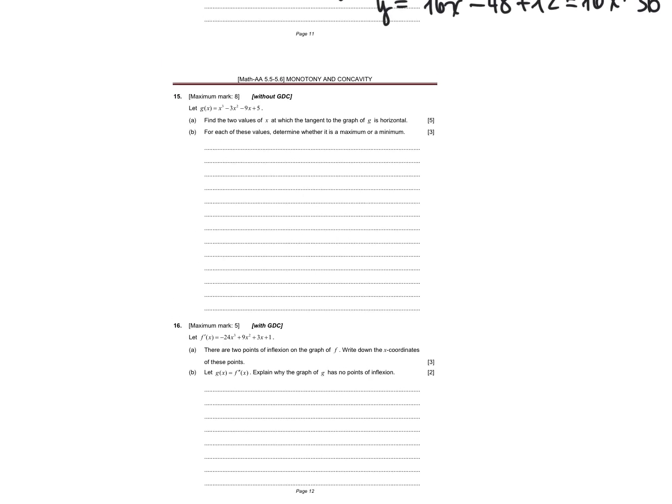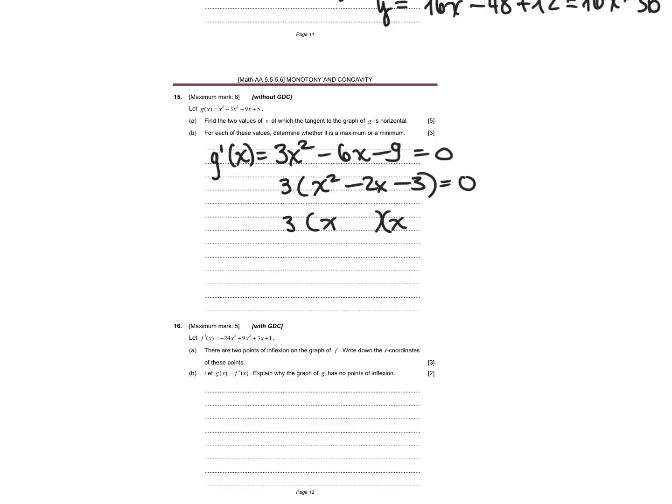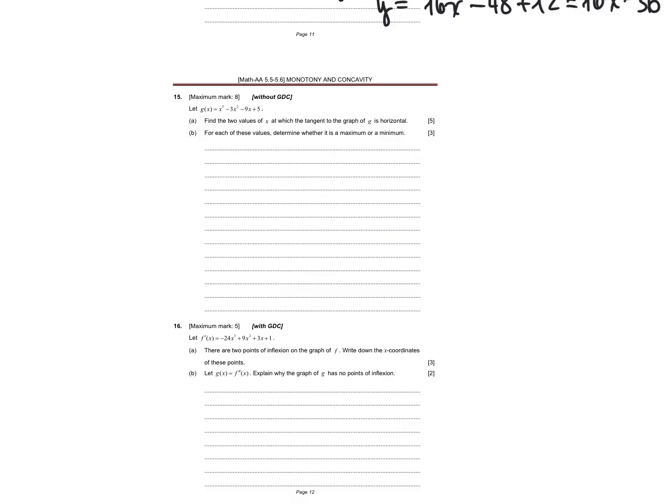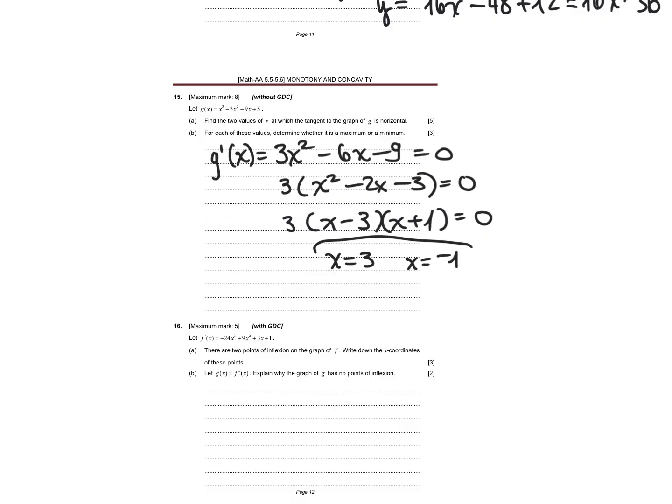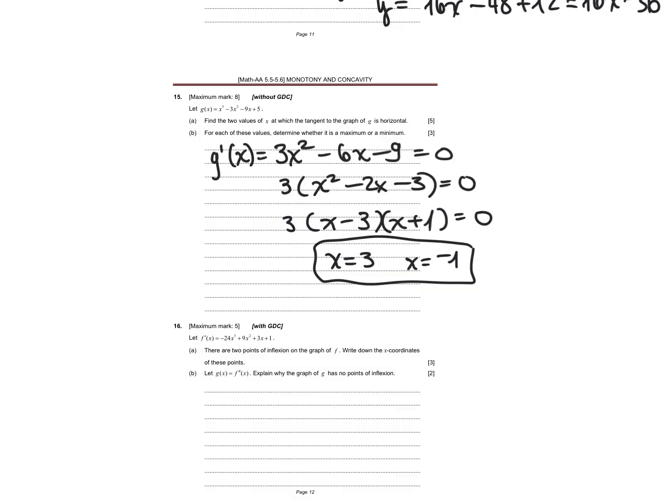So that means we need to find the derivative and set it equal to 0. So we've got 3x squared minus 6x minus 9 equals 0. Factor out a 3. And then factor, and this is factoring to x minus 3 times x plus 1. So these are the 2 values of x for which the tangent of the graph is horizontal.